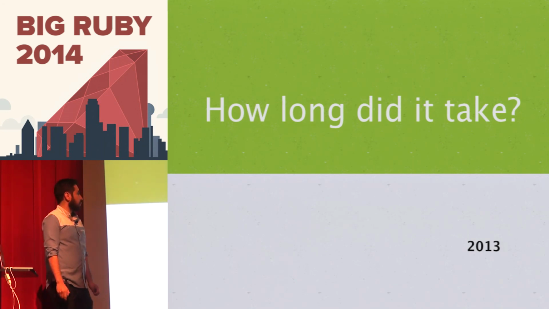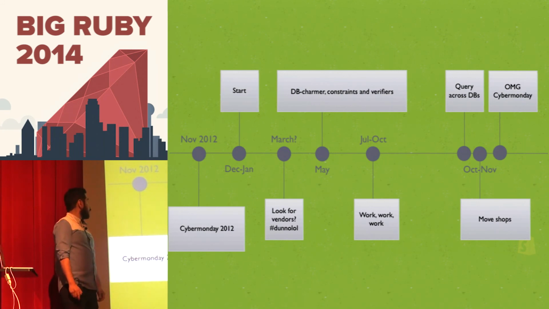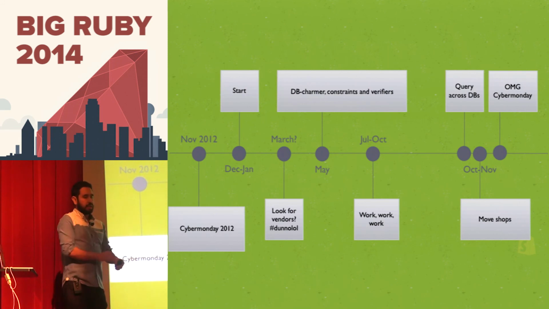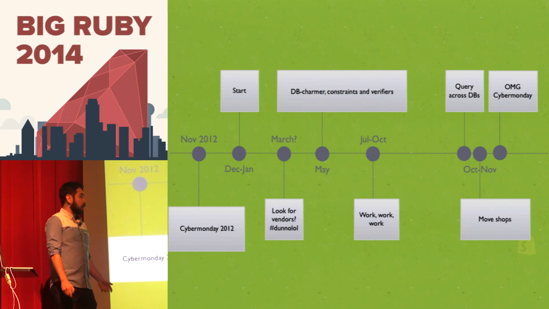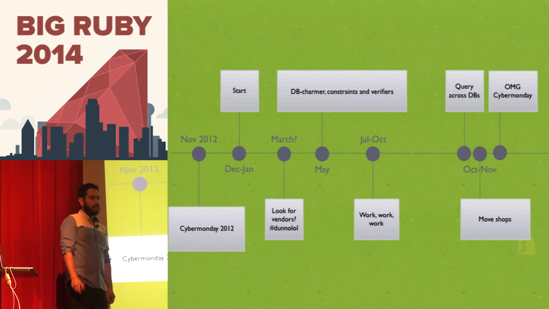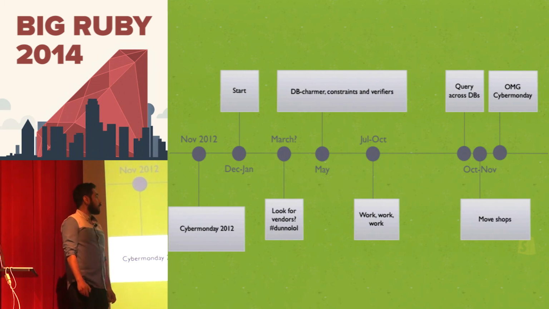How long did it take us to actually shard? Well, it was the entire 2013. So we're here after Cyber Monday 2012, and then we started. We actually looked for vendors for a good month, and none actually cut it. In May, we decided that we could use DB Charmer. We stopped using it like two weeks ago or something. It's actually a very powerful gem, but it has too much stuff. We use a very, very small subset of what it offers.